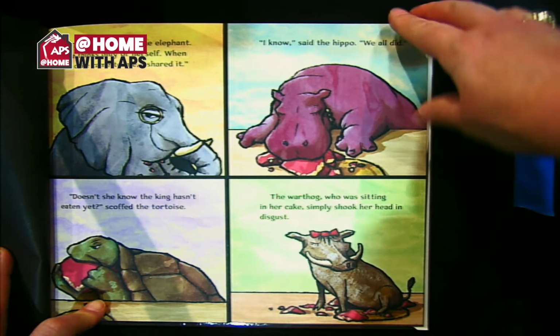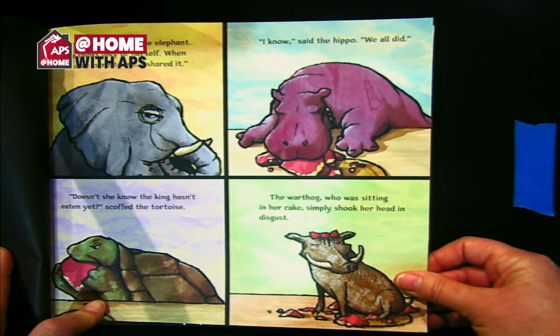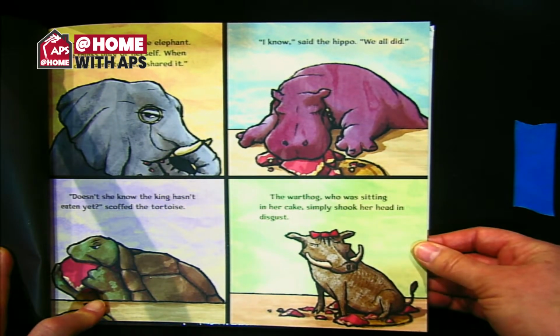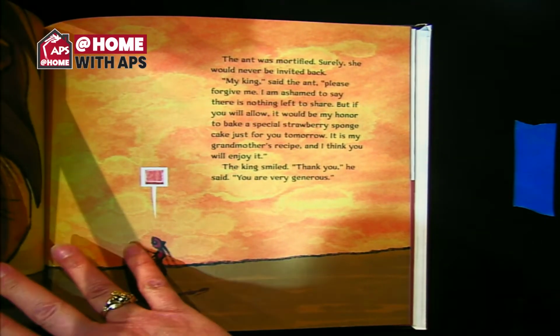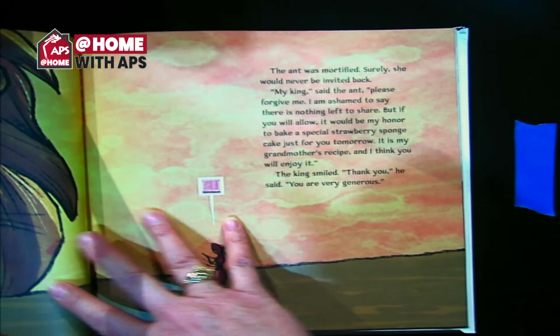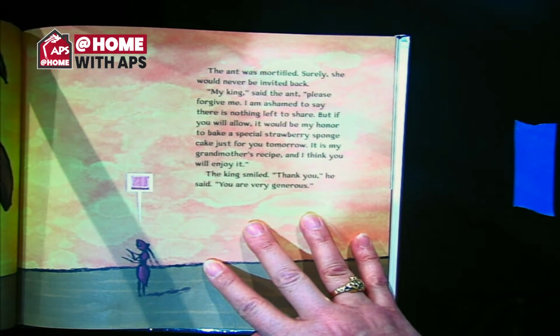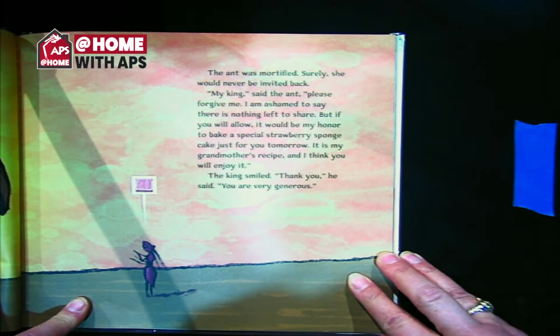Scoffed the tortoise. The warthog, who was sitting in her cake, shook her head in disgust. I don't think that was very fair of them to say that. What do you think the lion's going to say? The ant was mortified. Surely she would never be invited back.